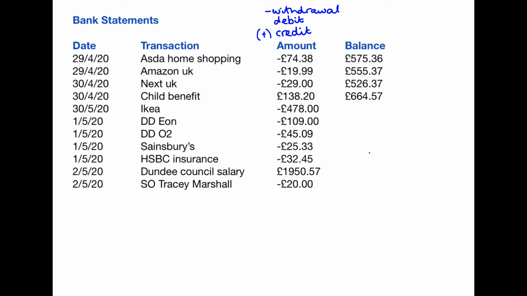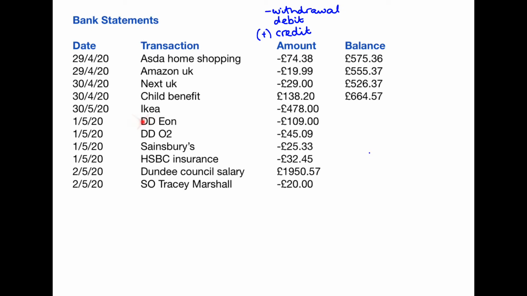And then the last column here, balance, that's like the running total of how much is in your account. So basically when this first transaction happened, £74.38 was removed, and then there was £575.36 in this account. We can see from the setup here, this is a current account because bills are being paid from it.